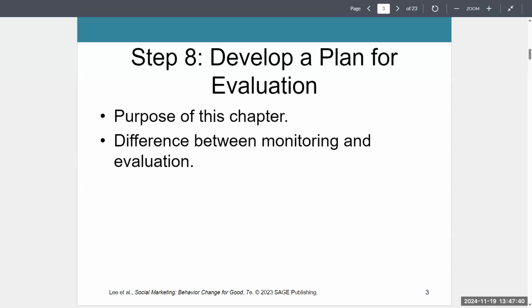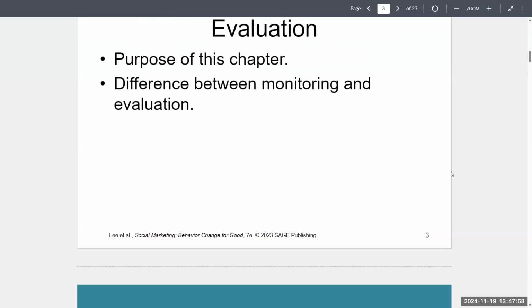So imagine you're leading a campaign to reduce waste. Your monitoring effort might involve tracking how many educational workshops were conducted. That would be monitoring. The evaluation would look at whether households reported reduced food waste over time.